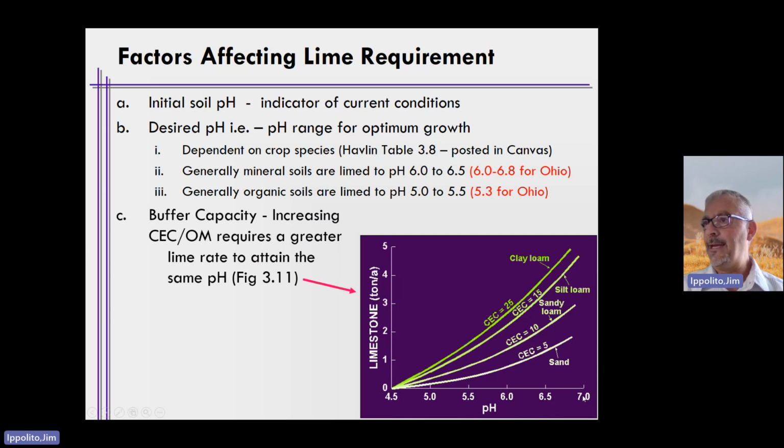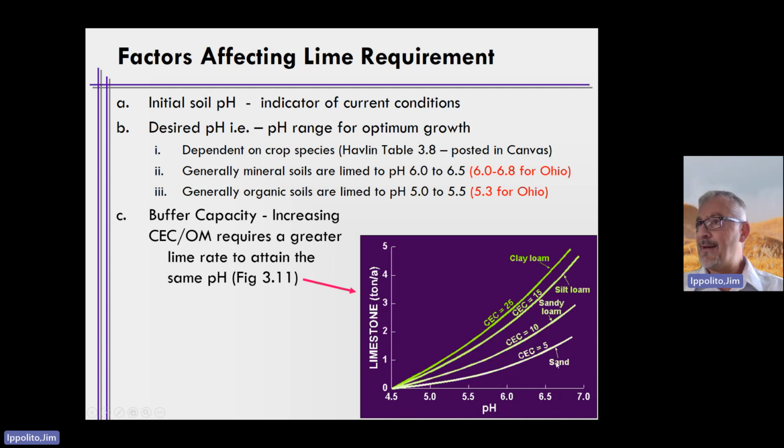But here's pH on the x-axis and lime added in tons per acre on the y-axis. And you can see that the change in pH as a function of the amount of lime takes essentially more lime to change an initial soil with a high CEC or buffer capacity from 4.5 to say 6. It takes a heck of a lot more lime to do that with a soil that has a cation exchange capacity of 25 versus a soil that has a cation exchange capacity of only 5.